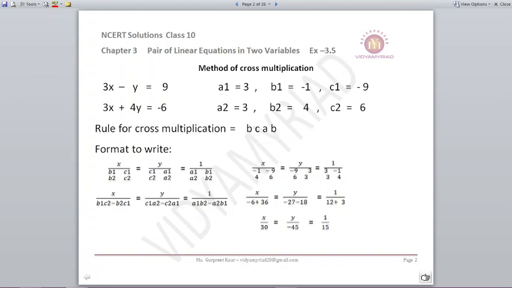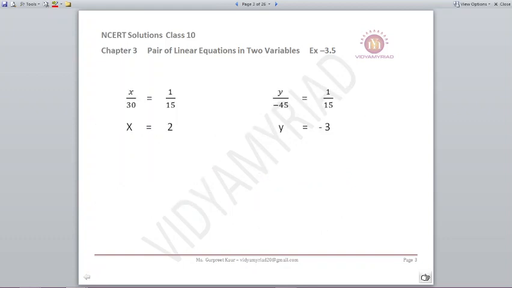Then what we get is x upon 30 is equal to y upon minus 45 is equal to 1 upon 15. So we will now find the x and y values. X upon 30 will be equal to 1 upon 15 and y upon minus 45 will also be equal to 1 upon 15. With this x comes out to be 2 and y comes out to be minus 3. So this formula we are going to apply in the whole exercise.